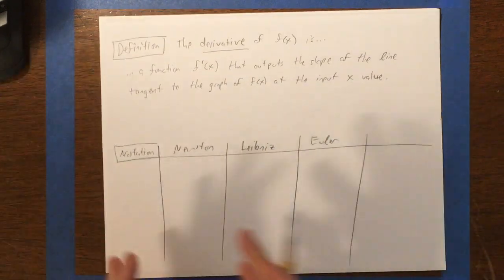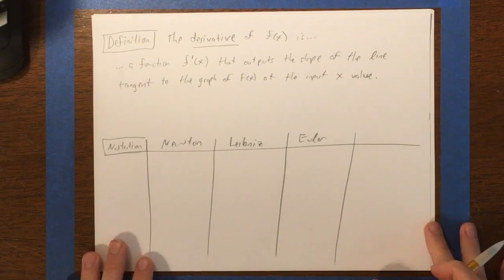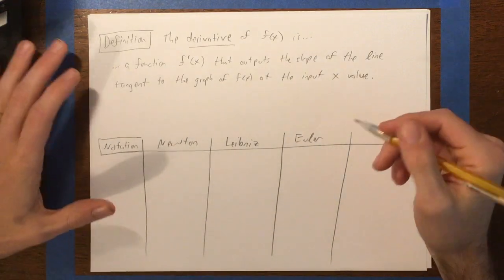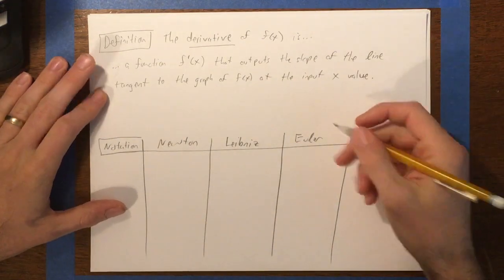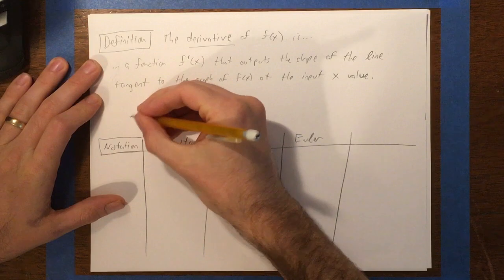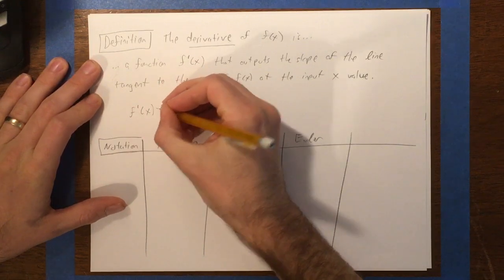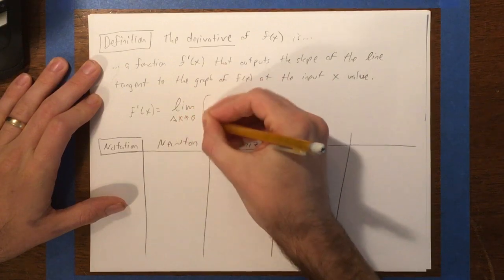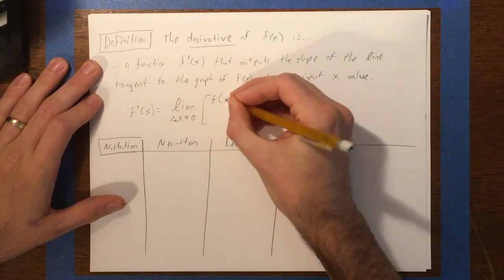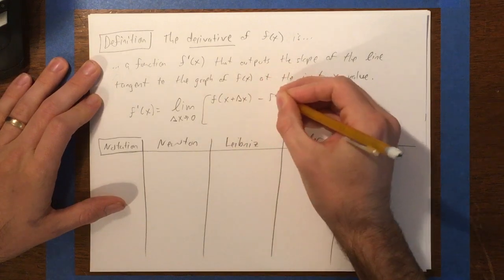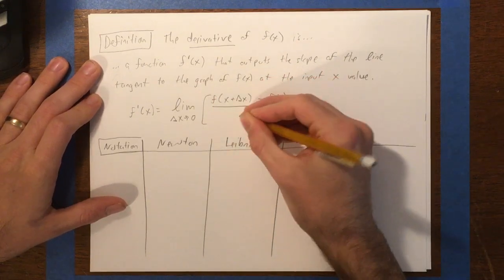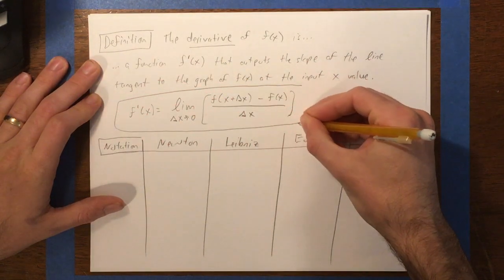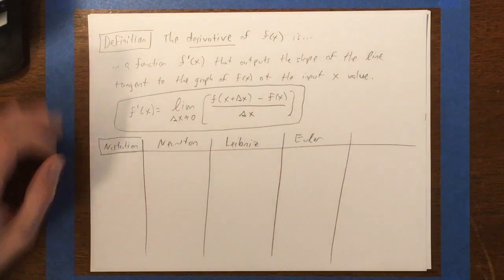So the derivative of a function f of x is a new function based on that original function that deals with the slope of its tangent lines. And that's what it outputs. The way we'll define that mathematically is we'll write f prime of x equals the limit as delta x approaches 0 of the difference quotient, f of x plus delta x minus f of x, all over delta x. So that exact thing defines the derivative of a function.